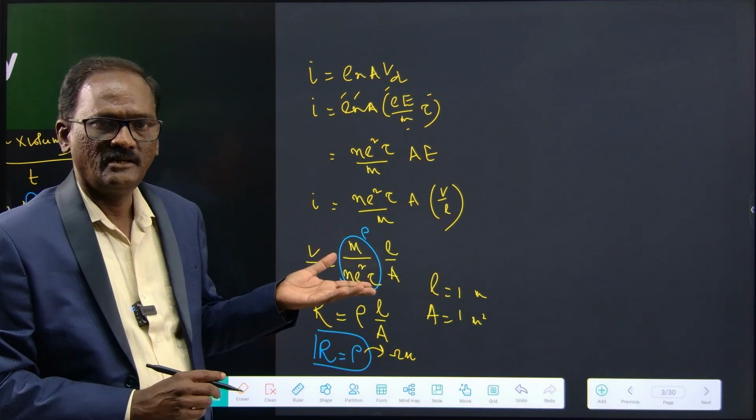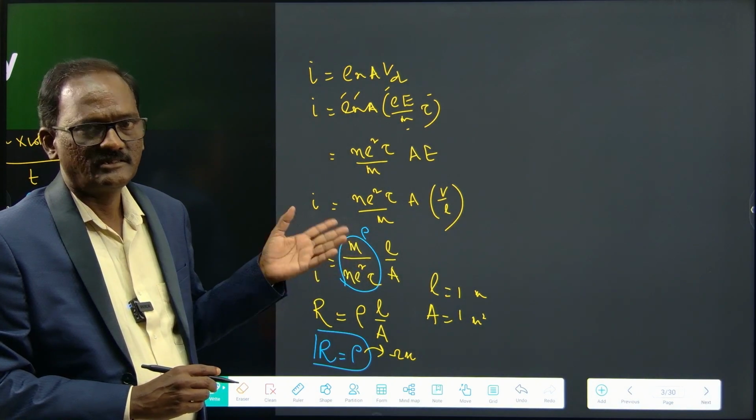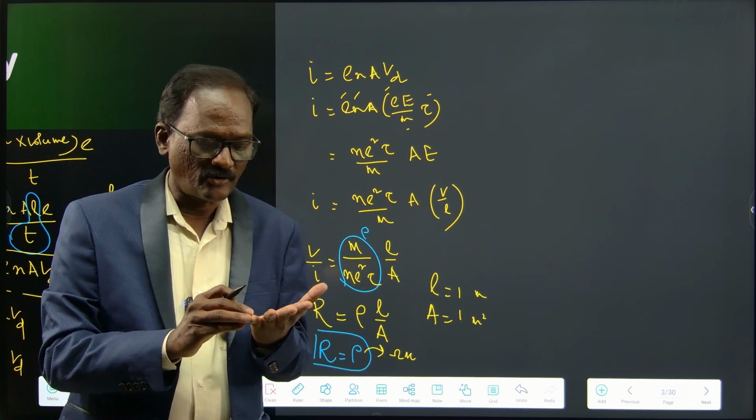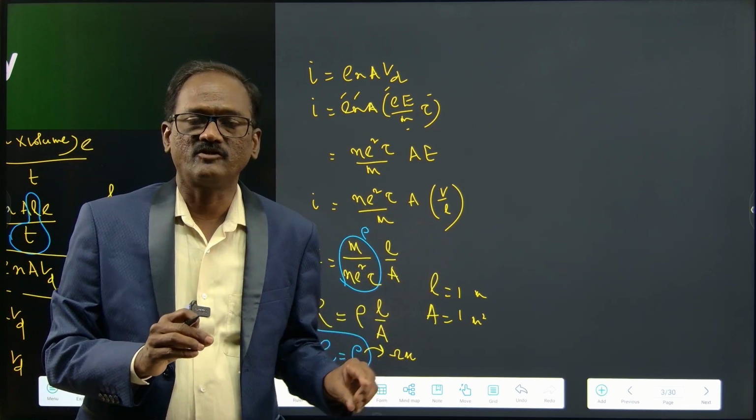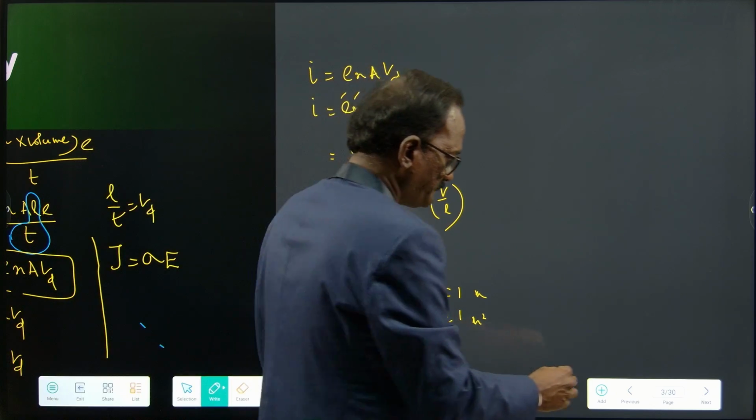Then from here we saw conductivity. I by A is equal to J, right? Conductivity also we have seen. But here we are going to solve the problems in current density, mobility and drift velocity only, right? So let us take the problems one by one.